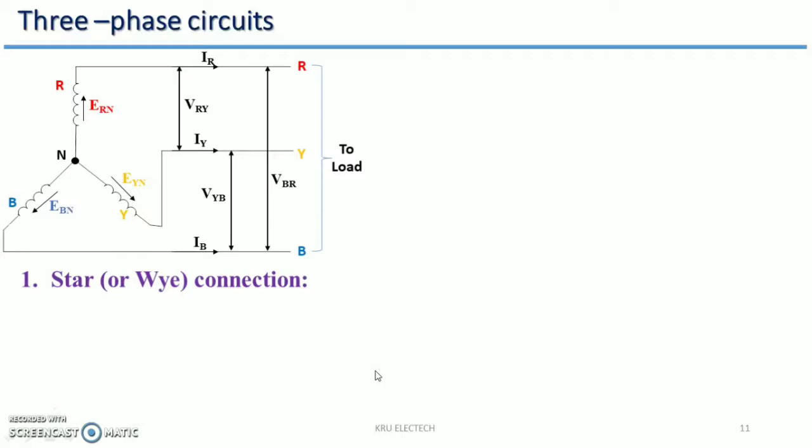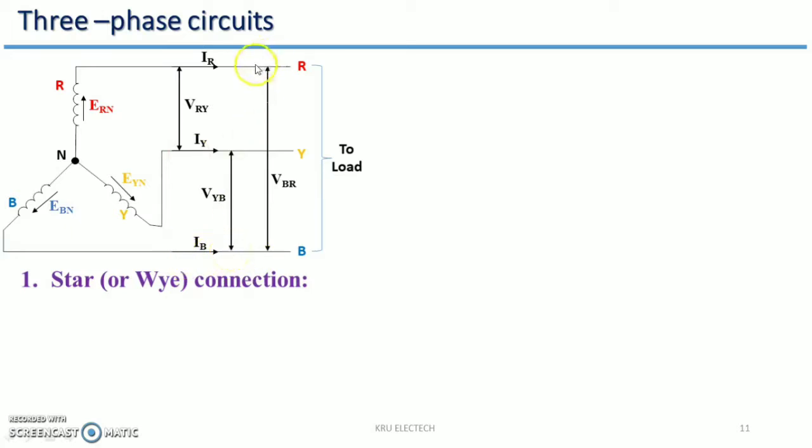Here is the star connection, or the Y connection. The three phases R, Y, B are connected like this, and the neutral is between these three phases. One point is shorted across all three coils, and that is the neutral. This is line R, this is line Y and this is line B. The line currents are IR, IY and IB.